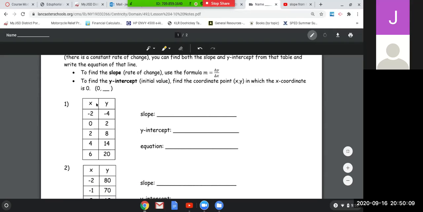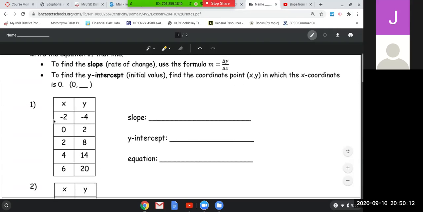Okay, little review for slope. We got to find our delta x. I'm just going to do one of them right here. To go from a -2 to 0, I had to add 2. To go from a -4 to a 2, I had to add 6. So what I'm going to say my slope is, this is the delta y right over here on this side. This is delta y. And this is delta x. Slope is delta y over delta x. So I've got a positive 6 over a positive 2, which that just equals 3.